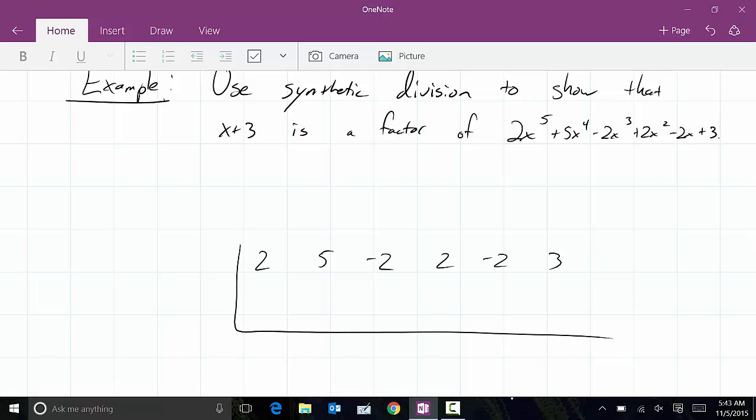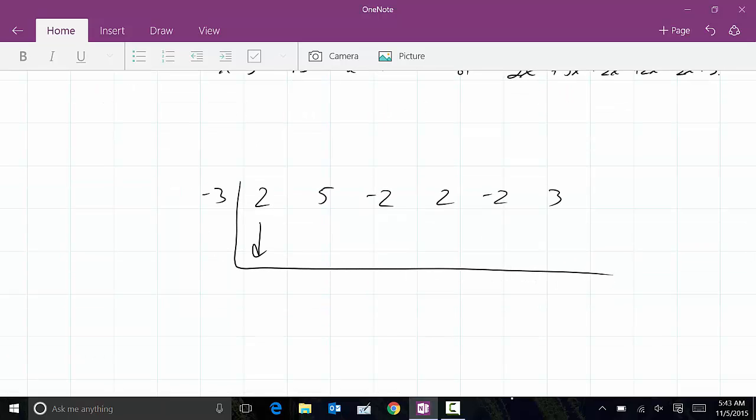Now we're dividing this by x plus 3. So that means that if it's x plus 3, it's always got to be written in the form of x minus r, because those are the factors, right? Remember, if r is a 0, then x minus r is a factor. So we need to write it into that form. So this is going to be x minus negative 3. So that means negative 3 is what we're going to be using for our divisor. So now we're going to bring down the 2.